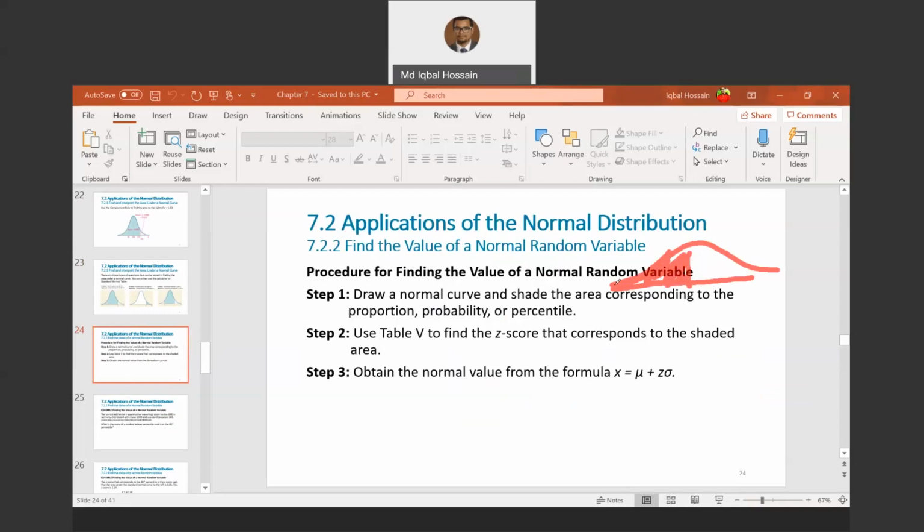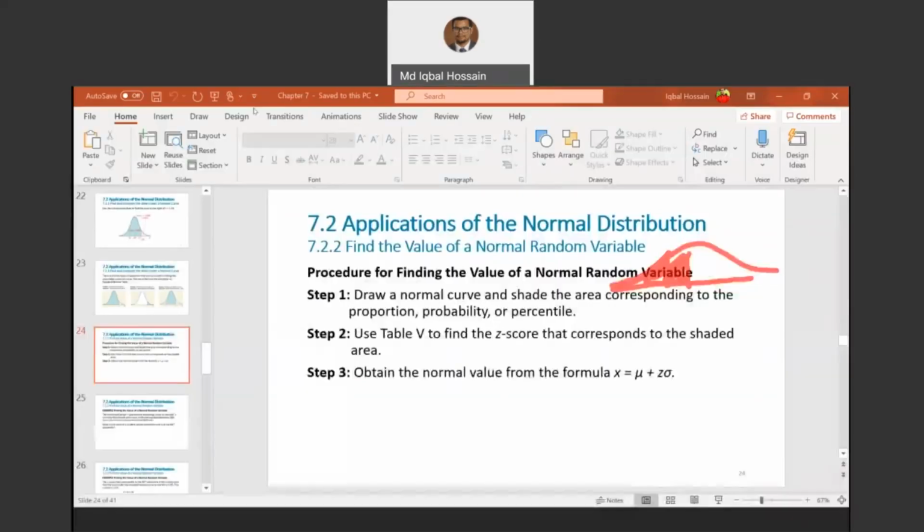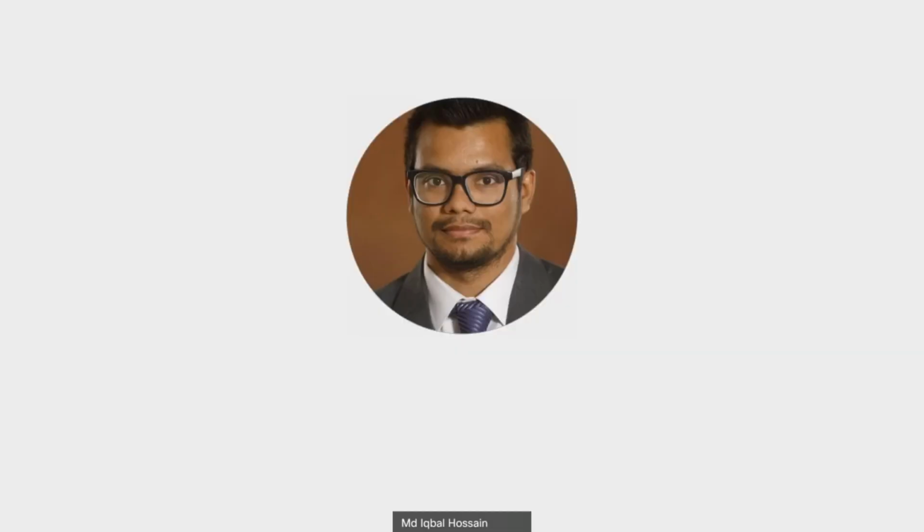So this is saying that we have to use the table to find out the shaded area. So where is the table? Let's see how we can find out the table. Okay, so let me share my screen to you. So here you can see my screen now, I believe.